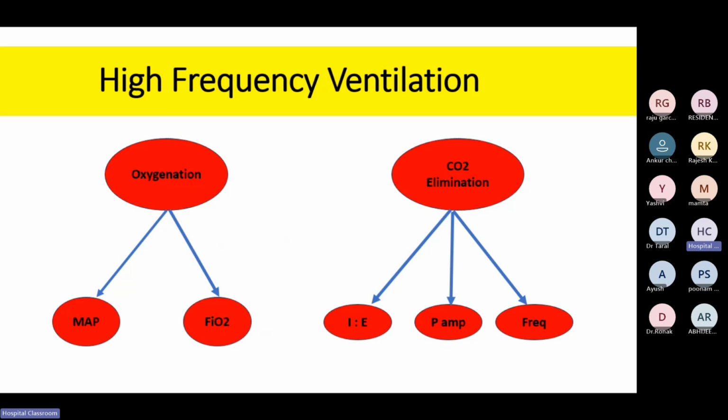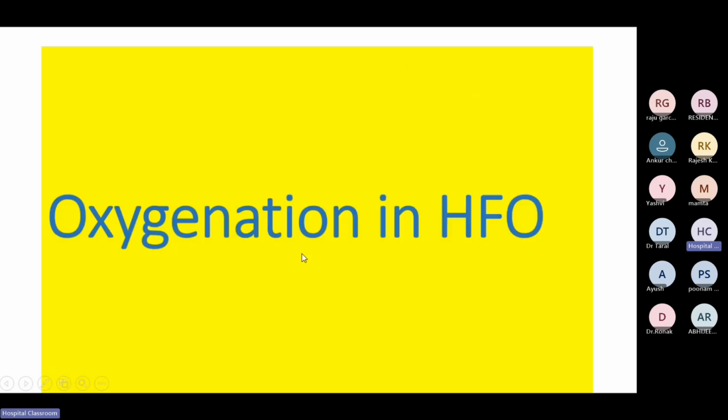Okay, so it may not be 100% correct, but since I don't want to complicate it much, most of the times in high frequency ventilation, if you are dealing with a disease where you are struggling with oxygenation, you have to increase your mean airway pressure or FiO2. If you are struggling with CO2 elimination or gas exchange, then you have to deal with either of the three buttons: inspiratory to expiratory ratio, amplitude or frequency. So that is where your high frequency ventilation stands over conventional ventilation.